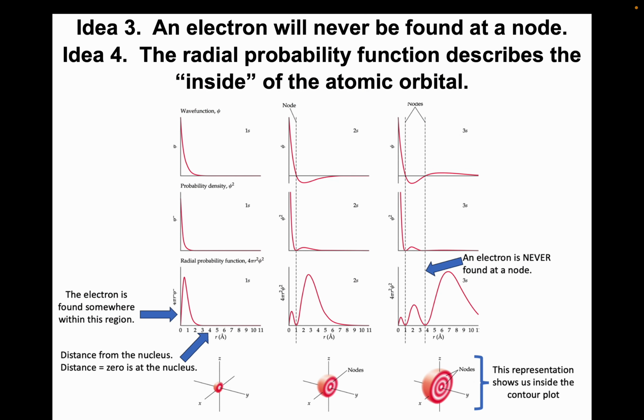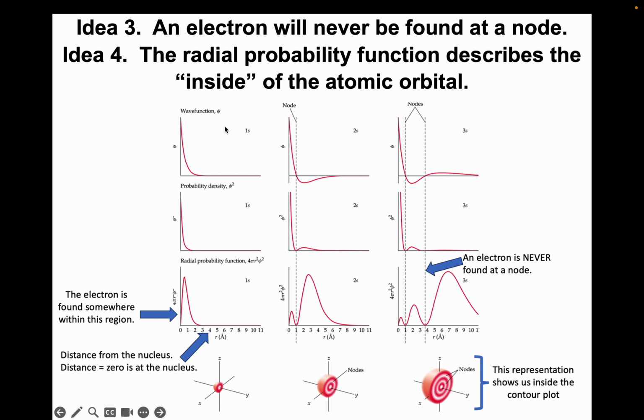Now, ideas 3 and 4, I think those fit together. So idea 3 is that when we're thinking about where the electron can be found, it's never going to be found at a node. And second, if we want to look inside the atomic orbital, a way of representing that is with a radial probability function.